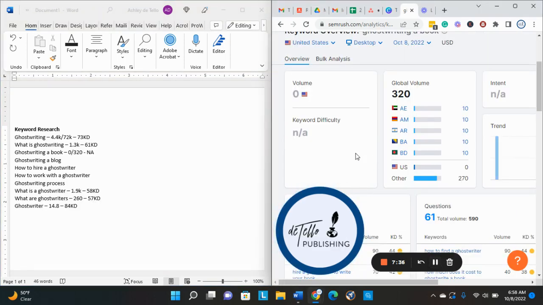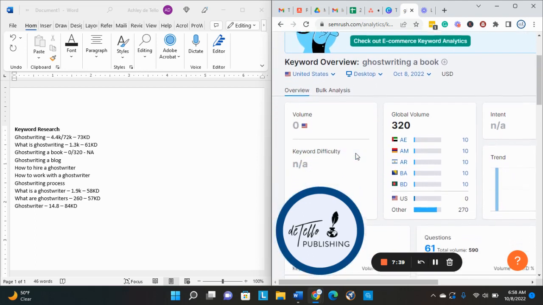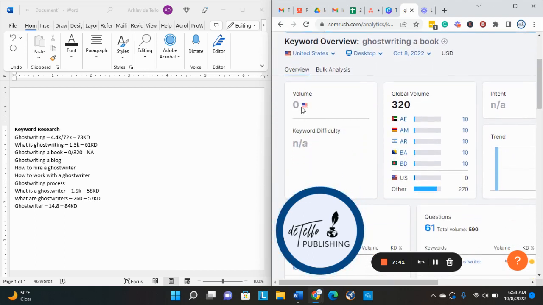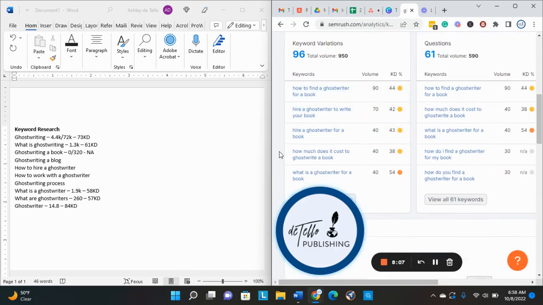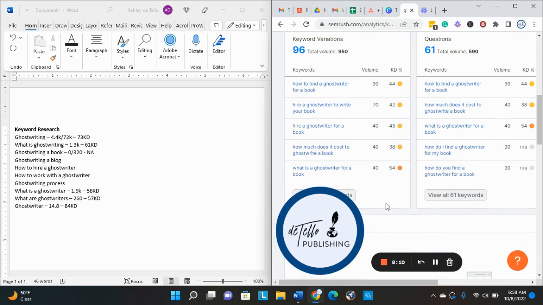Okay, really quick. I put in ghostwriting a book, and there was 0 volume in the United States. So nobody's looking for that keyword. This is why it's important to do keyword research, because there might be things that you think people are looking for, and then you look in here and nobody is looking for it. So of course nobody's going to find your article. There are 320 people a month in the whole world, but it's such a rare keyword search that the difficulty isn't even applicable. But the nice thing about SEMrush is that it'll give you suggestions for different phrasing of that idea that you can then use.